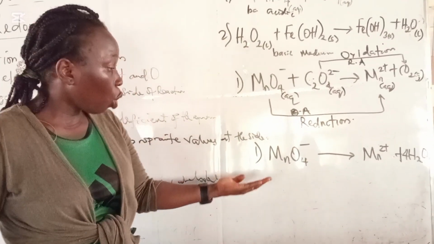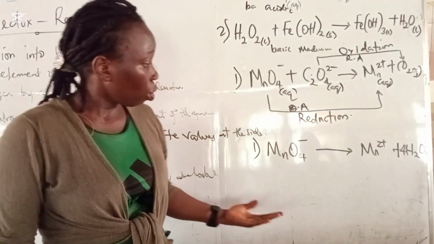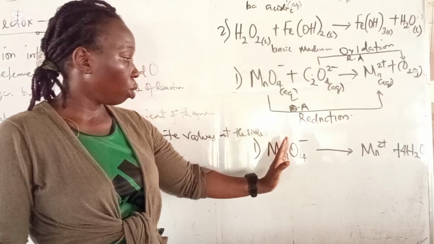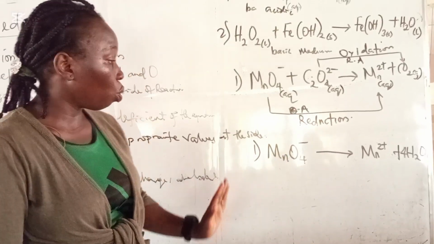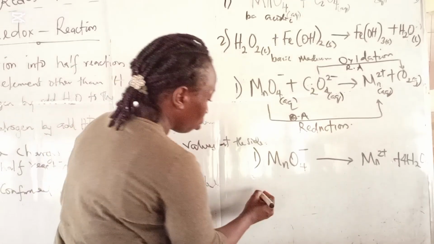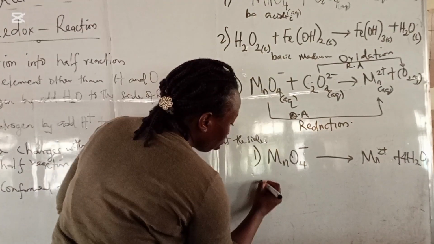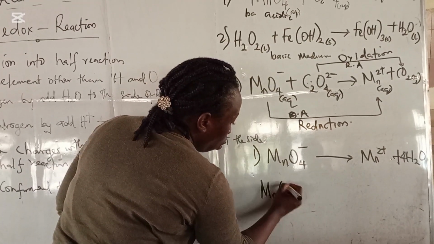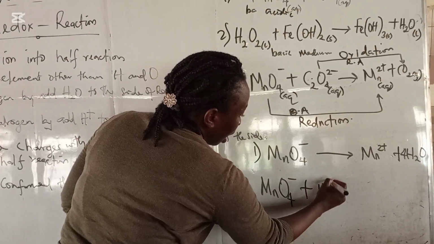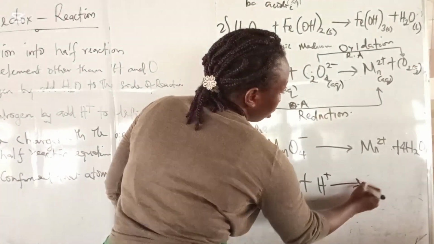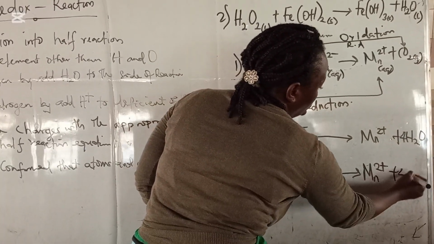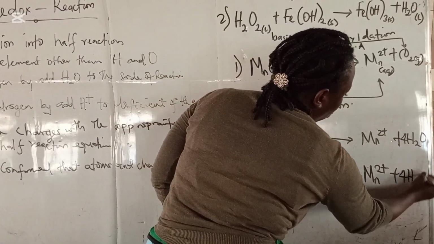Now, the second step is to balance hydrogen by adding hydrogen ion to the deficient part of the equation. Are you seeing it now? So look at the reaction now. Where do we have deficiency of hydrogen atom? We have it at the reactant. So the instruction is that we should add hydrogen ion. So our new equation will be MnO4- plus hydrogen ion to give us Mn2+ plus 4 molecules of water.